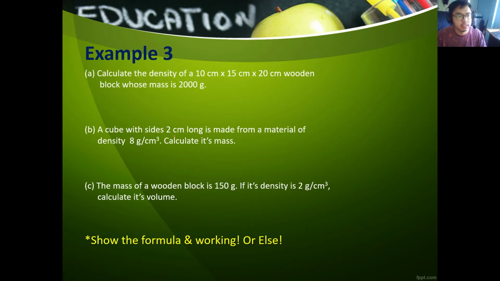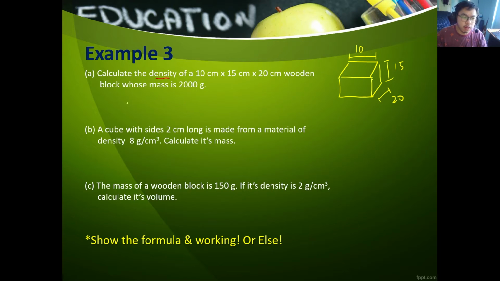Let's do example 3 to see how we can use the formula to calculate density and also mass and also volume. 3a, calculate the density of a 10 centimeters by 15 centimeters by 20 centimeters wooden block whose mass is 2000 grams. So here I have a wooden block, and the wooden block is 10 centimeters by 15 centimeters by 20 centimeters. And then the mass of the wooden block is 2000 grams.